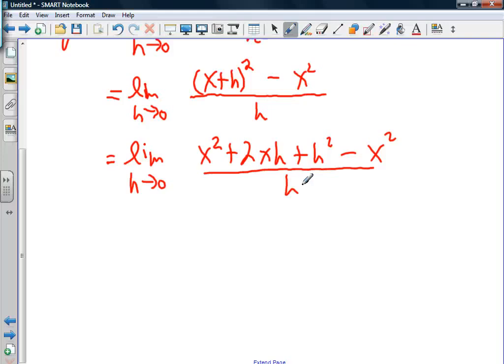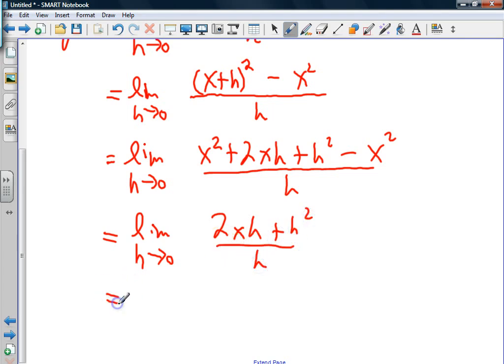Trying to make this easy, guys. I don't want to go too fast, right? We're already going fast enough. All right, so the x squareds cancel. Show each step one step at a time. This is how you show your work. Limit as h goes to 0 of, what's left? 2xh plus h squared over h.